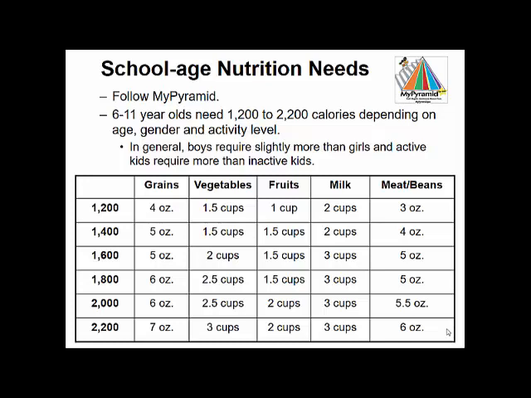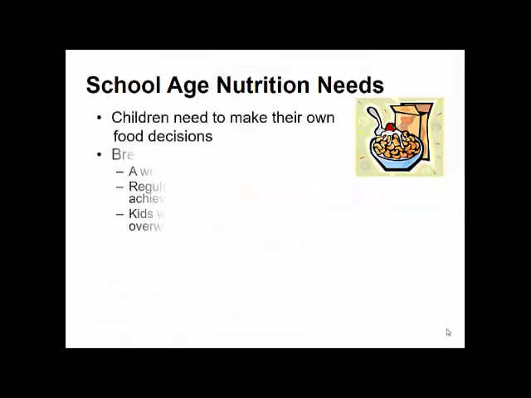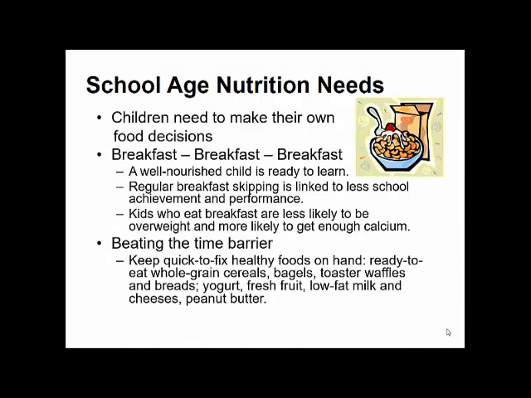At 1200 calories, grains are 4 ounces, vegetables 1.5 cups, fruits 1 cup, milk 2 cups, meat and beans 3 ounces. At 1400 calories, 5 ounces of grains. At 1600 calories, 5 ounces of grains. At 1800, 6 ounces. At 2000, 6 ounces, and at 2200, 7 ounces. Similarly, the vegetable quantity increases with each increase in calories, as you can see in the table. Children need to make their own food decisions.